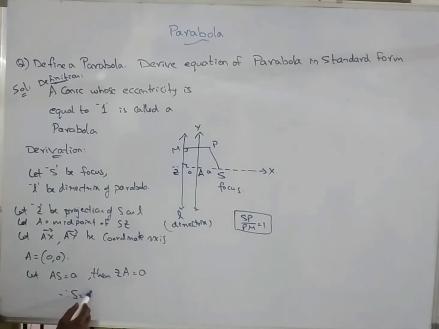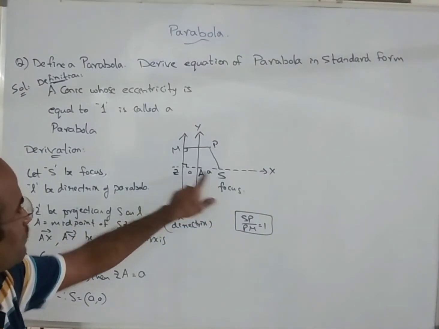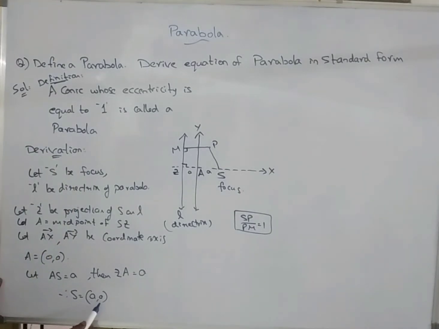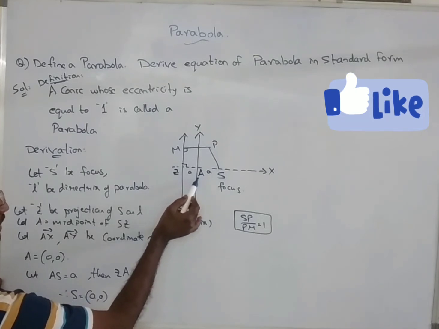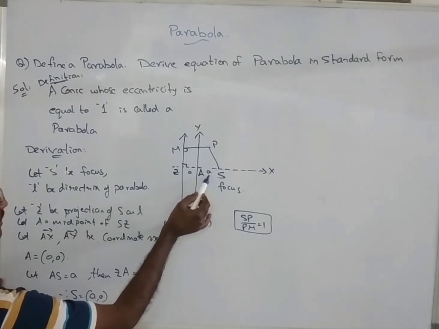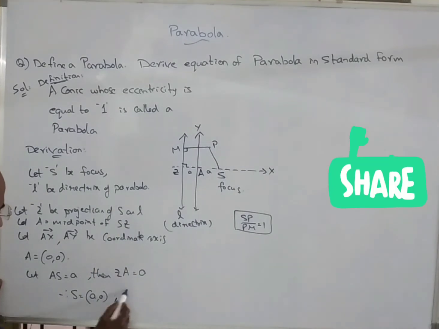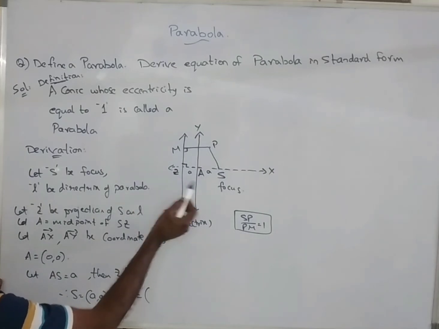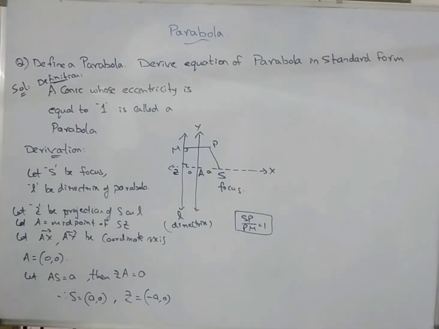Therefore, S will have coordinates what? (a, 0). Because A is the origin, this particular distance is a, and S is a point on the x-axis. Every point on the x-axis will be in the form (x, 0), where x is the distance of the point from the origin. Here A is the origin, and the distance from A to S is a. So S will be (a, 0), and Z will be what? It is on the negative side, the opposite side of the origin. So its coordinates will be (-a, 0).